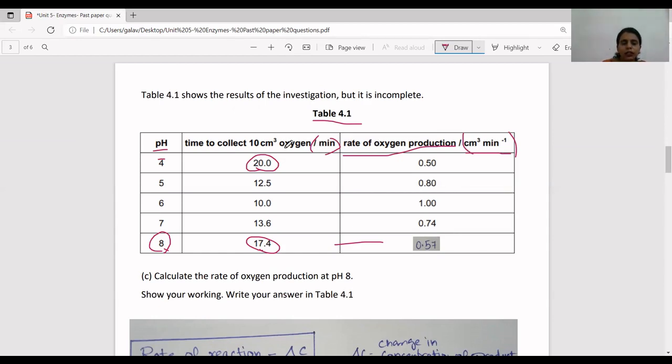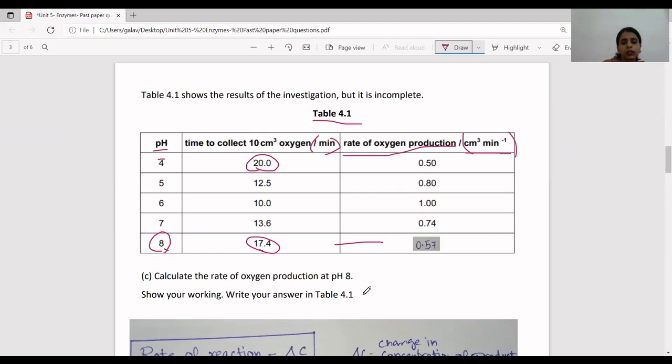Wherever the heading of the quantity is written in the table, the unit should always be written along with the heading of the quantity in that particular cell. Unit can never be written in the body of the column. So if you write cm³ per minute in every cell along the body of the column, you won't be awarded marks. The table will get rejected.